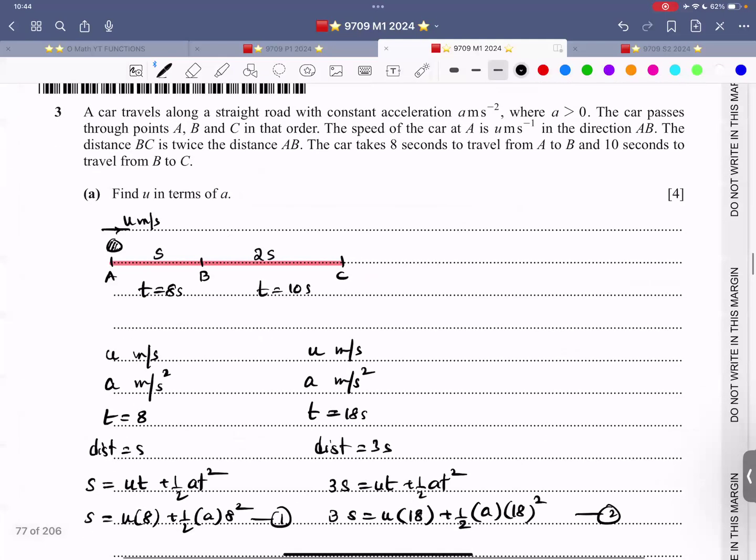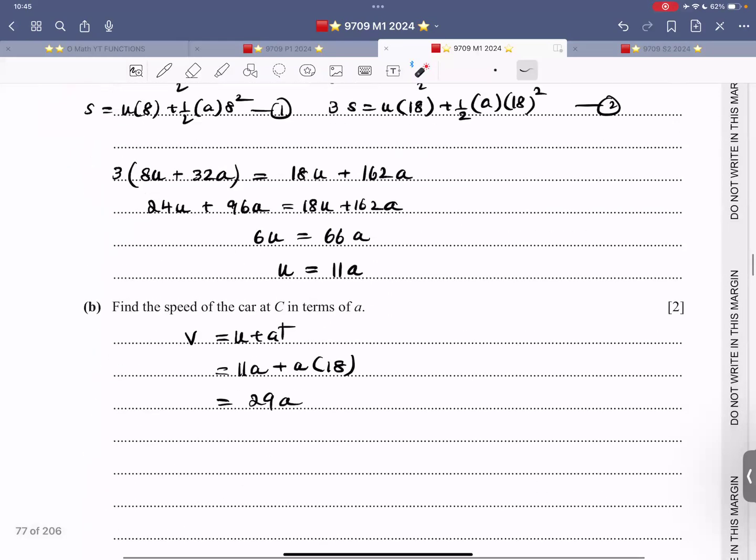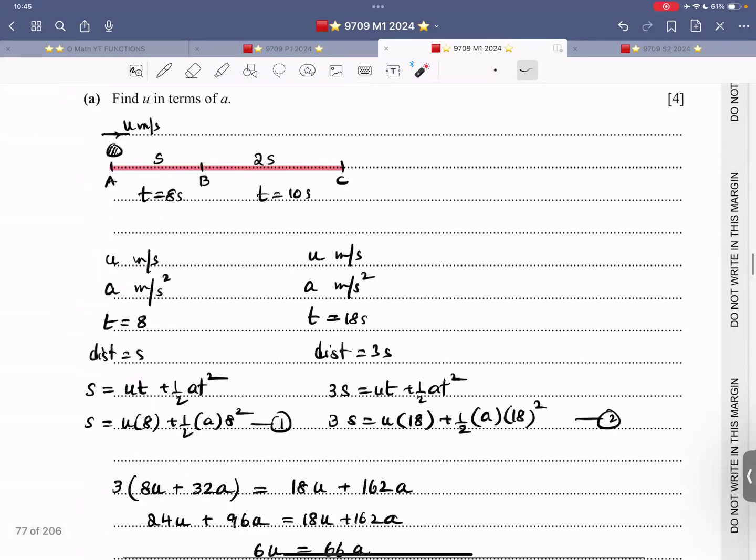Now over here, question number 3. Now this question says, a car travels along a straight road with a constant acceleration a meters per second squared, where a is greater than 0. The car passes through points A, B, C in that order. The speed of the car at A is u in the direction AB. So that's A, B and C. It's moving in this direction. The distance BC is twice that of the distance AB. The car takes 8 seconds to travel from A to B and 10 seconds to travel from B to C. All the information is listed over here. Find u in terms of a. Find the speed of the car at C in terms of a.